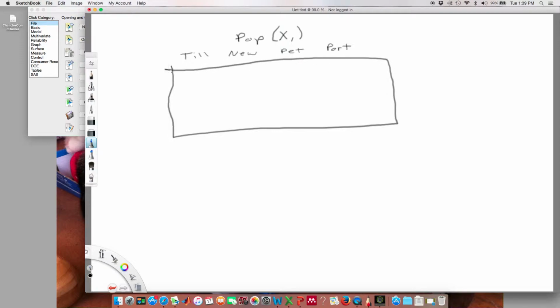So let's say that we still have our populations, which is our first independent variable. And in those populations, we have the Tillamook population, we have the Newport population, the Petersburg population, and the Portland population. So we have 4 levels of this one independent variable, right? These 4 levels.